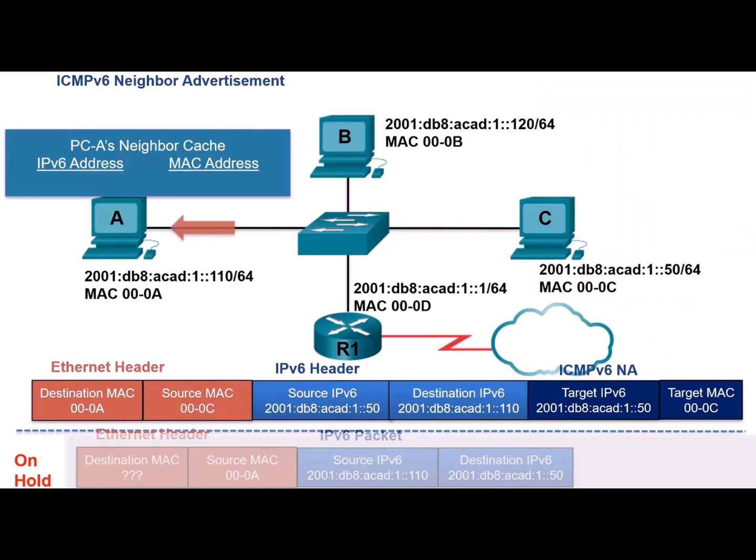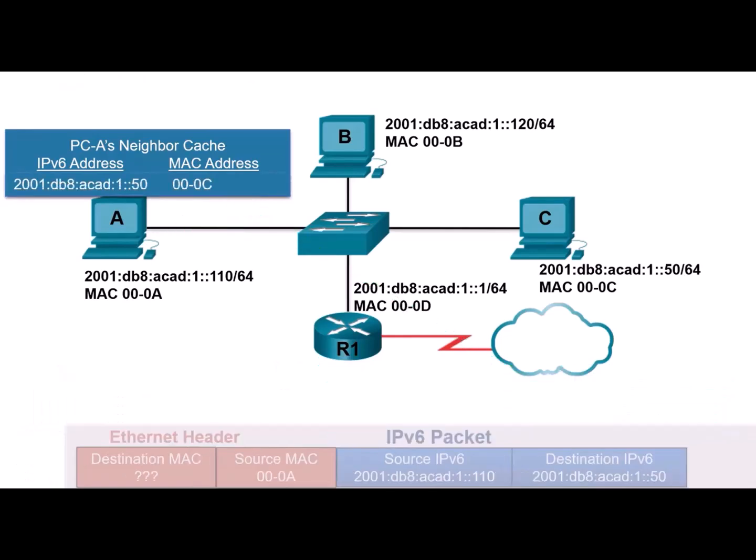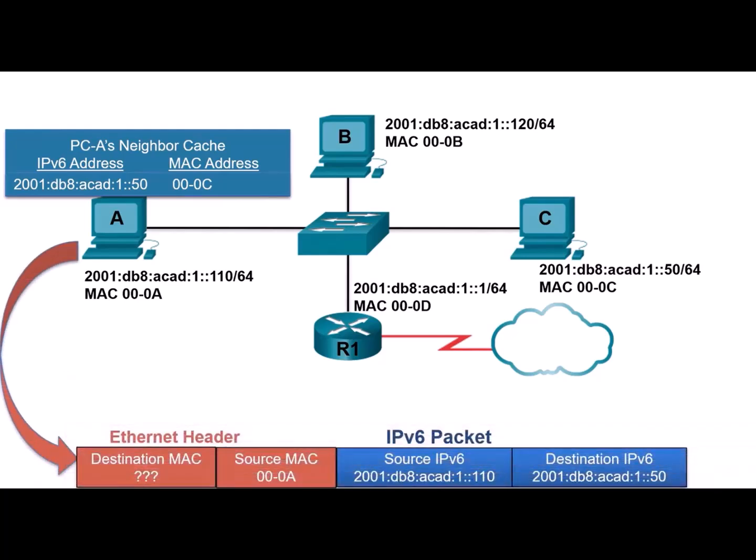Host A receives the Ethernet frame, examines the IPv6 address and the MAC address in the ICMPv6 header, and adds it to its neighbor cache. Host A can now take the IPv6 packet off hold. Host A updates the destination MAC address with the address associated with the destination IPv6 address and forwards the frame and IPv6 packet to host C. Note that if the destination IPv6 address was on a different network, this same process would occur to discover the MAC address of the default gateway, which would map to R1's IPv6 link local address on this LAN.